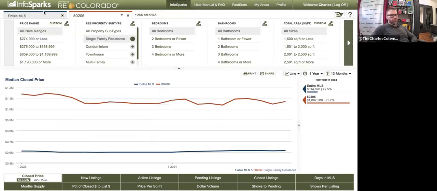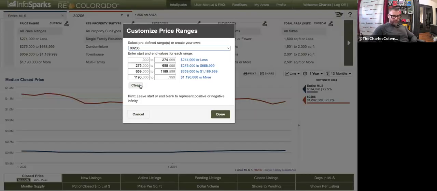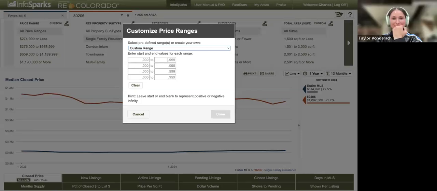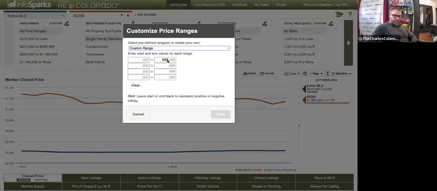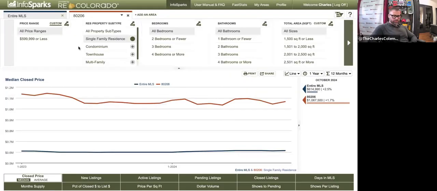All right, so yes, we pulled some other. Yeah, Taylor gave us one that was impossible to do because that price point obviously does not exist. But let's do this custom one again. Let's clear it. Let's go 599. Click over. Hit done. All right, cool. There's some data. We have a little bit of data finally.